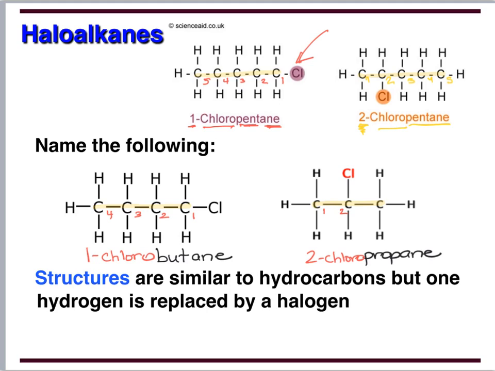Their structures are very similar to hydrocarbons. And again, like I mentioned, it can be alkanes, alkenes, or alkynes, but we're going to stick with alkanes. One hydrogen has been replaced with the halogen for the structure. Now, is it possible to have more than one? Yes. We are not going to get any complicated examples like that, but just know that, yes, it is possible to have more than one on one molecule.